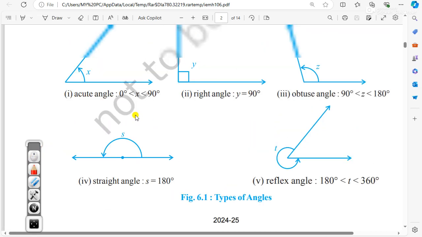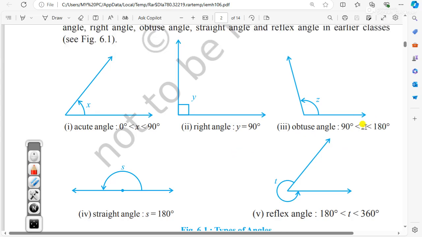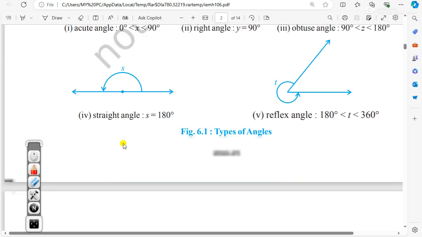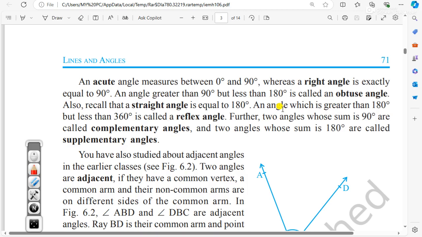You see here, this is an acute angle, that is less than 90 degree, greater than 0 but less than 90 degree, and a right angle, y is equal to 90 degree. Obtuse angle, z is greater than 90 but less than 180 degree. Straight angle, we know that it is 180 degree. A reflex angle, t is greater than 180 degree but less than 360. These are the different types of angles, right?